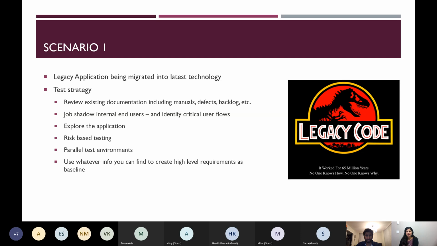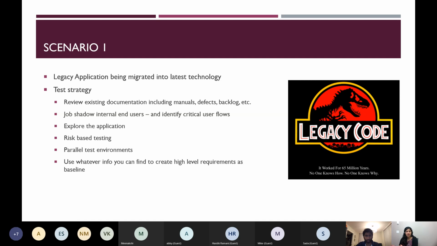rather than spending time on something that's really an edge case, and not something that would be a deal breaker for the launch. Again, exploration of the application, so having a test version of it or playing around with a dummy order and seeing how it goes through various stages. Again, using risk-based testing, as I mentioned.